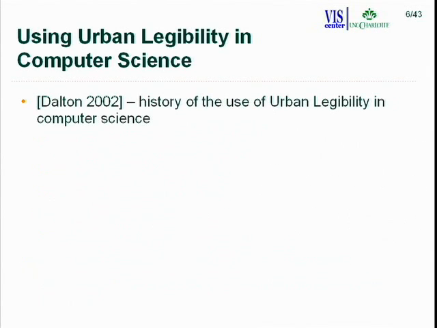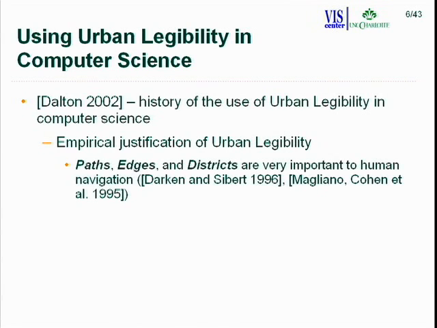The use of urban legibility in computer science really goes back a little ways. Ruth Dalton, in her 2002 paper, just chronicles the history of what people have done in computer science in the use of urban legibility. And it kind of broke down to two groups. There's one group that tries to justify whether or not the idea of urban legibility actually makes sense. So they tried to figure out if these elements are actually important to human navigation.